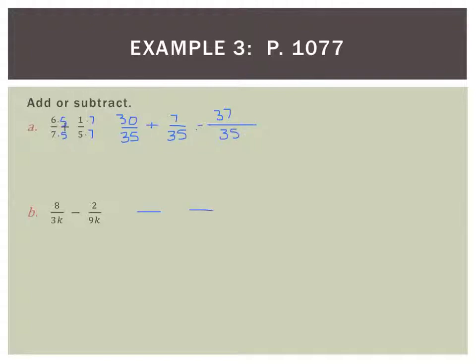Then on B, I have 3k and 9k. Both of those can multiply to 9k. So 3k times 3 gives me 9k. So I'm going to multiply the 8 times 3 to get 24. And then this is just times 1 because it's already 9k, so minus 2. So then I have 24 minus 2 is 22 over 9k.